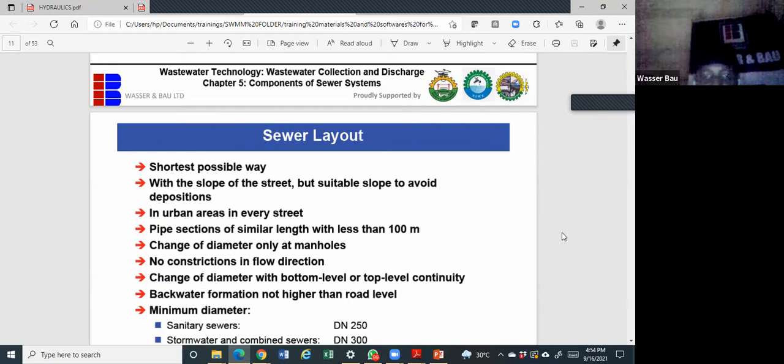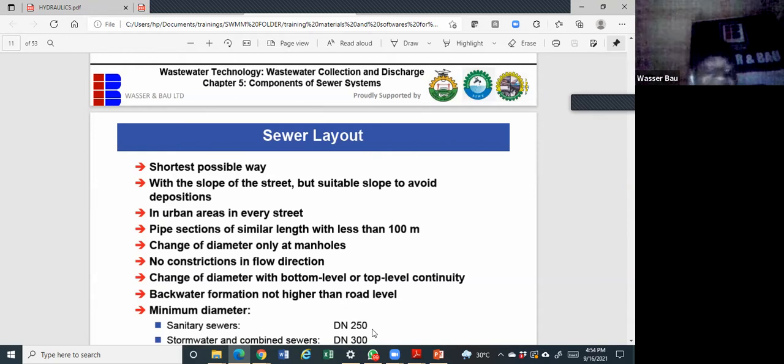Okay, that is that. So here it says minimum diameter, it says sanitary sewer, DN 250. Ignore this. 150 is the new standard. Okay, this is when it's a minimum simply means the average. Then for stormwater and combined, it's about 300. In other words, if you are laying a storm line, you cannot use pipe that is less than 300 mm.